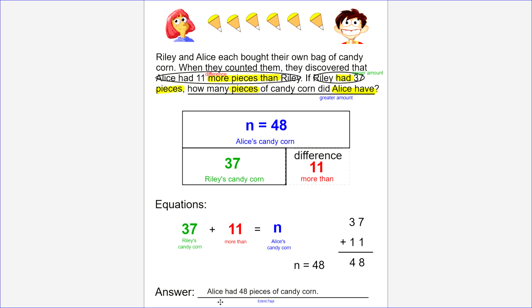Finally, let's look at the answer we wrote in words. Did it restate the question? Well, the question asked, how many pieces of candy corn did Alice have? Our answer restated that by saying that Alice has 48 pieces of candy corn. Our answer is reasonable. We have finished solving this problem.